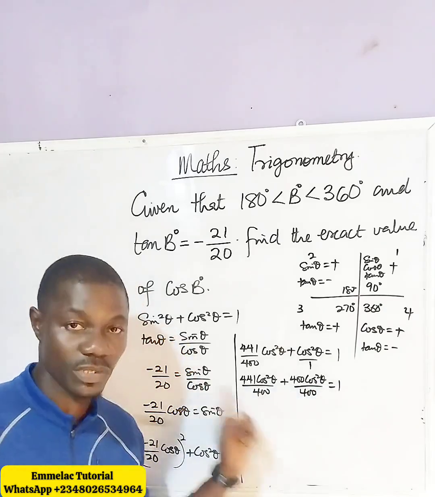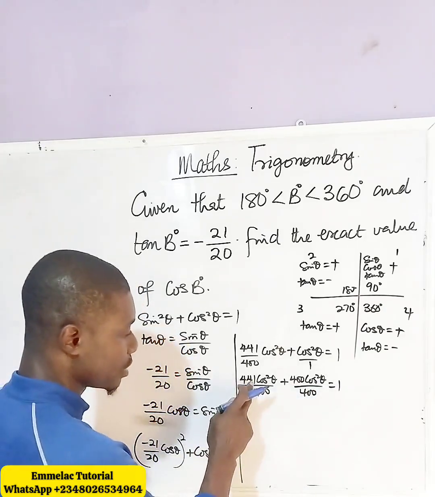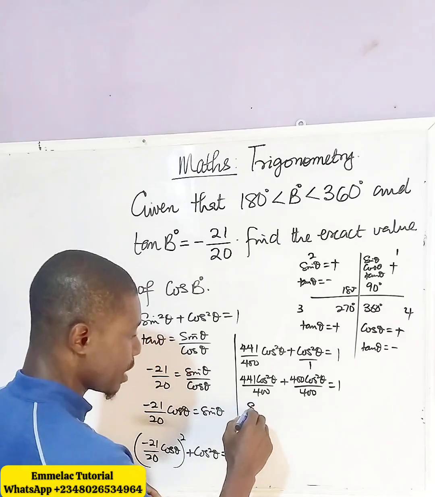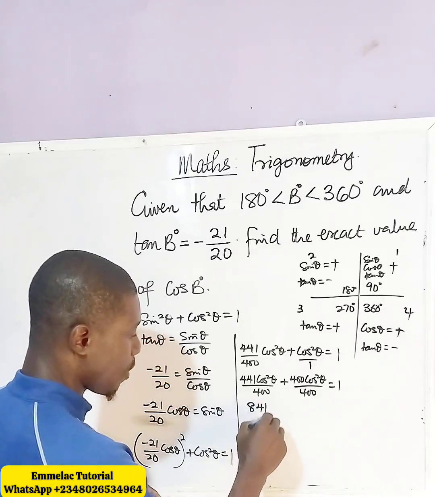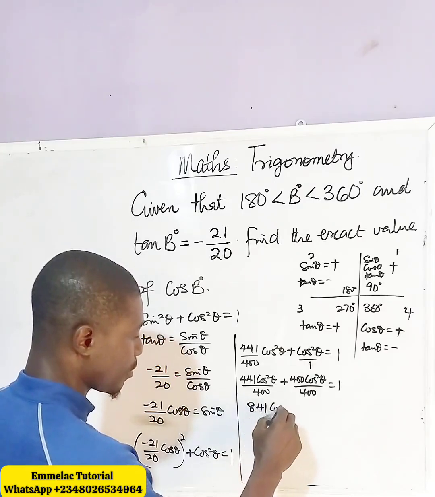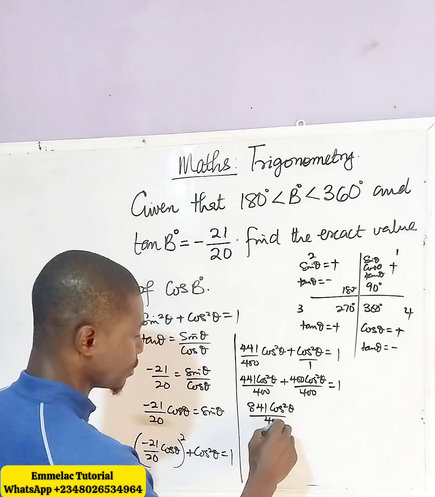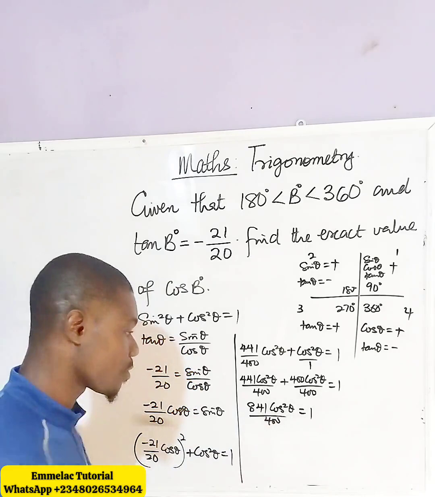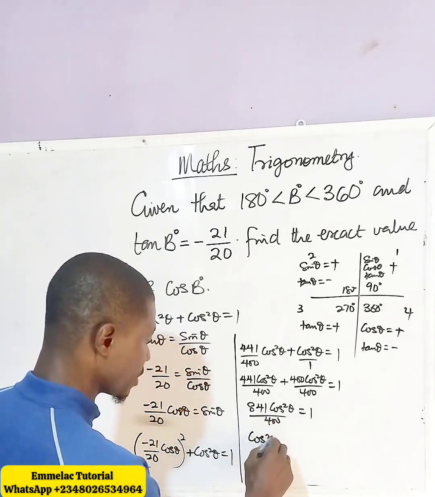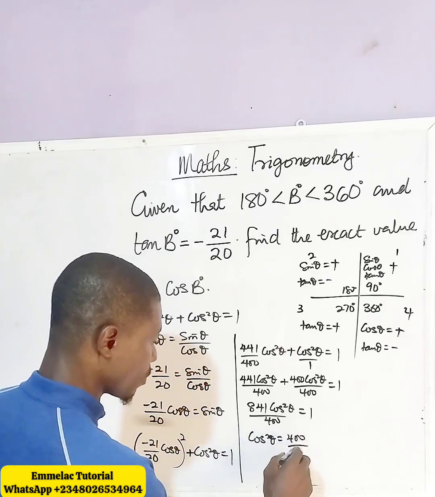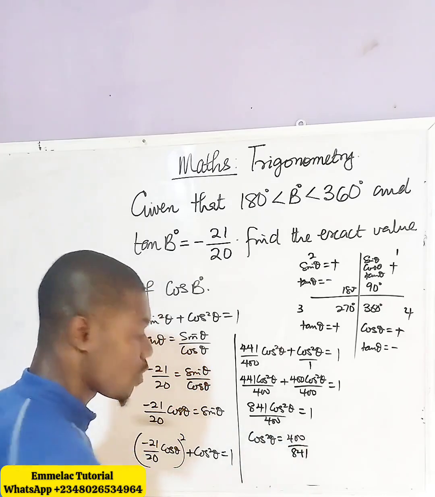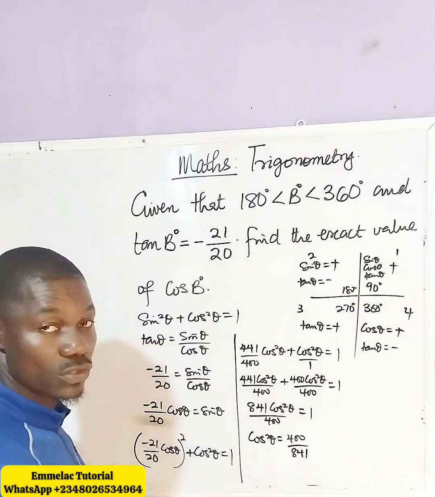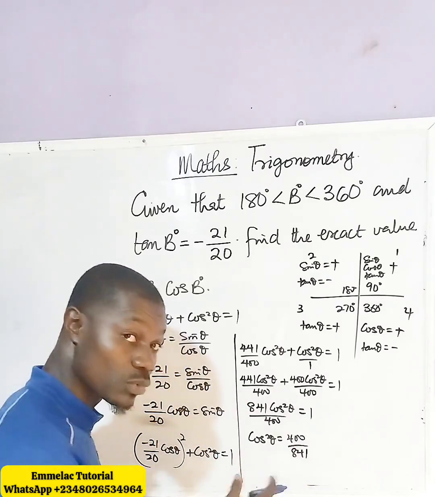equals 1. At this point we can add 441 plus 400, that should give us 841. Then cos squared theta all over 400 equals 1. Making cos squared theta the subject of the formula, we end up having cos squared theta equals 400 all over 841. Now let us square root both sides.